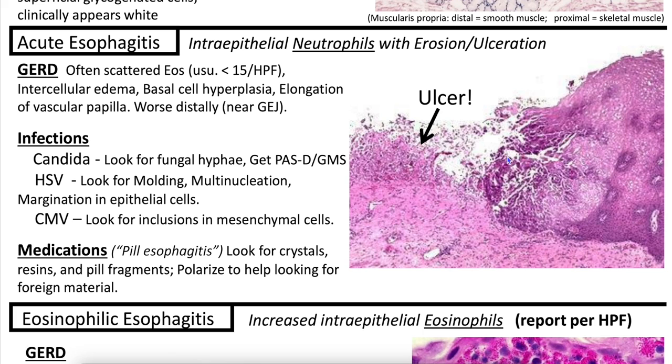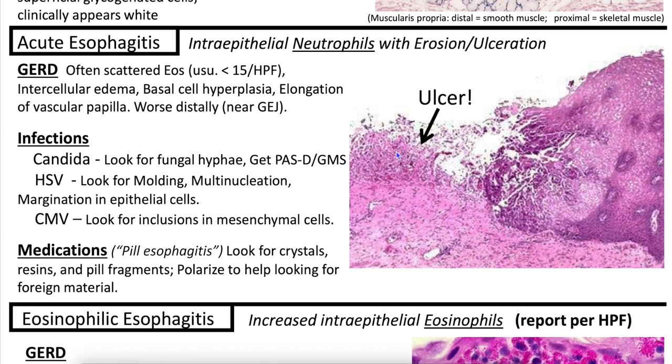Acute esophagitis is when you see intraepithelial neutrophils with erosion and ulceration. What's the difference between erosion and ulceration? Erosion is when there's partial destruction of your mucosa. Ulceration is this full thickness destruction of the mucosa all the way down to your submucosa.